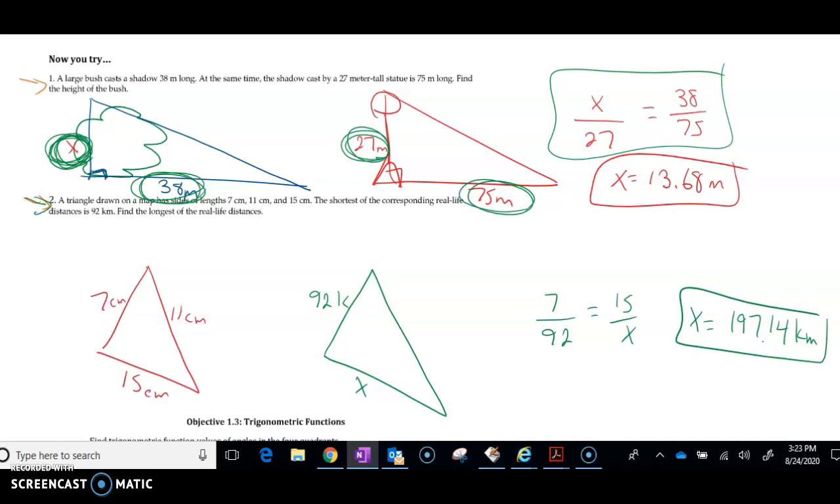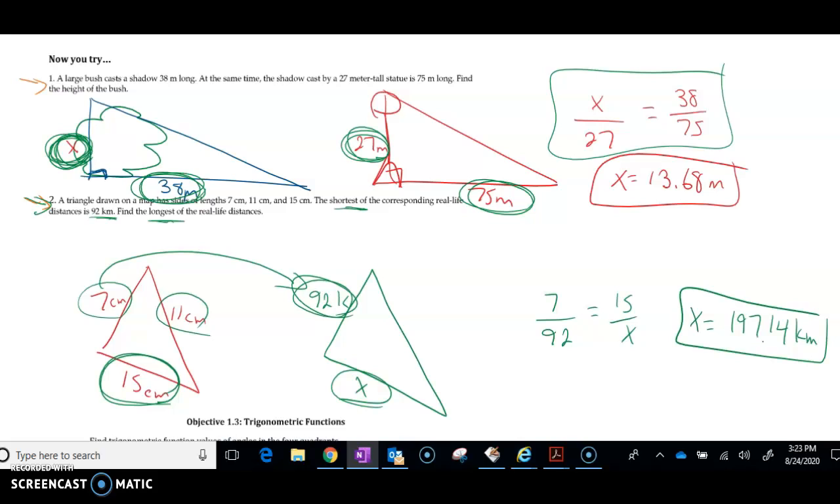So this one was kind of a sneaky problem because you have this triangle and it gave you all the dimensions of the triangle, but then it said the shortest side of the real life distance is 92. So you needed to know that 92 went with the 7. So I said 7 is to 92 as 15 is to, and then you're trying to find the longest side, X. And so that's how I came up with those 2 problems. And that is it for lesson 2.